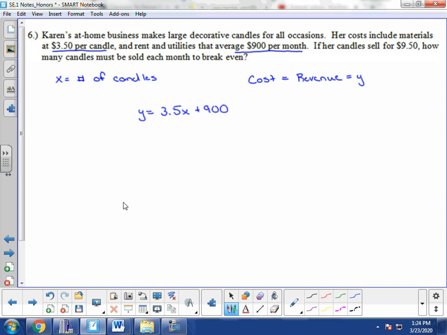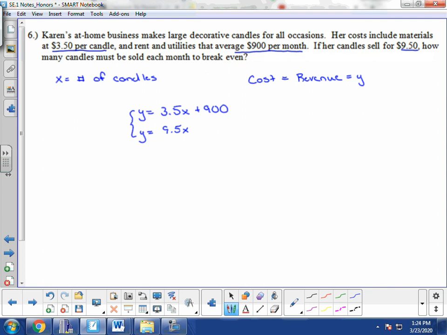An equation to represent revenue. Remember, revenue is the price times the number of sales. So the price here is $9.50 per candle, and the number of sales would be x. So y equals 9.5x.